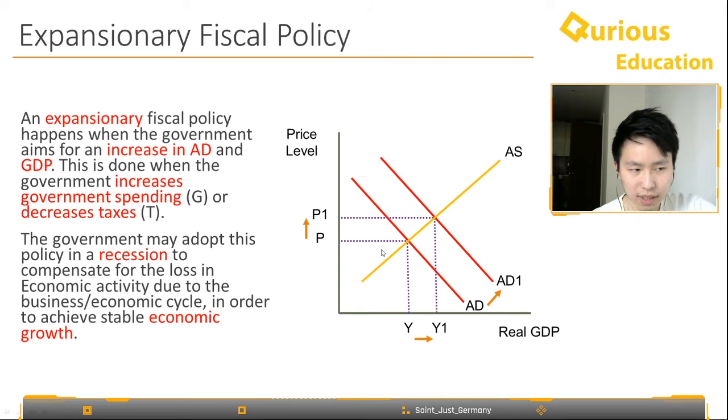Okay, so some of you might not be very familiar with economic diagrams if you're not studying economics at school or for a particular course, but we'll just talk about this briefly.